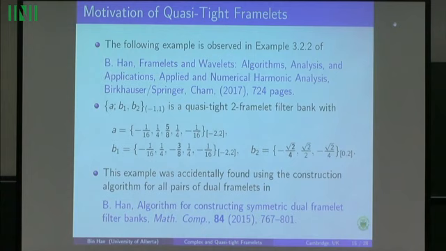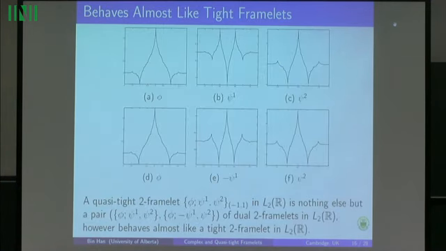The motivation for us to study the quasi-tight actually originally came from my book. When I wrote this book, I actually constructed exactly this example here. They are dual framelets, but look like tight framelets. This is the first example I ever saw in the construction in 1D. If you look at the graphs here, you are going to see there's no difference between tight framelets and quasi-tight. So these refinement functions are the same.